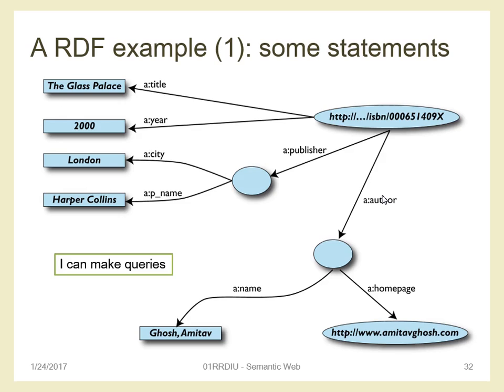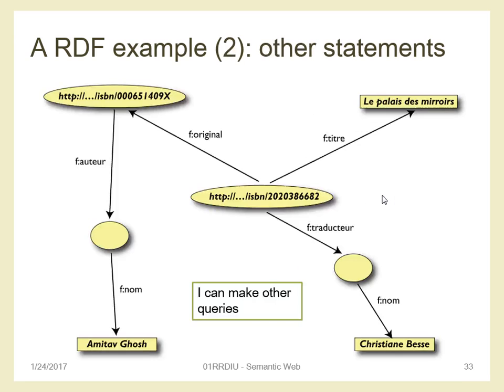So I know something about a book. Let's imagine that there is a way of transforming a relational database into a data set of RDF statements, which I represent in this way. So I can make the same queries with a different language that I can do with the original database. But imagine that I have another database somewhere else, made by someone else, for example a French-speaking person, and it is saying something about the same book I have here.